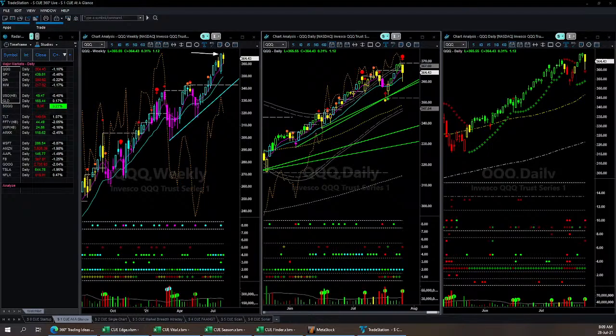QQQ also made a new all-time high 1 week ago. This week the weekly color has turned yellow. In daily, price was at the upper boundary like SPY. Interestingly, QQQ has also displayed a bearish headwind at the top, bear release signal with very high volume.